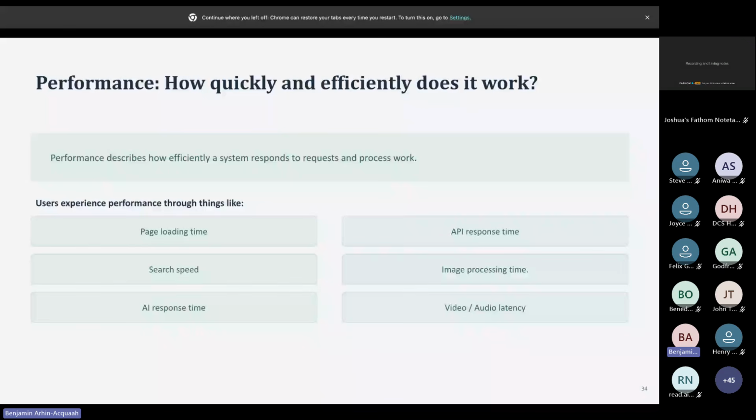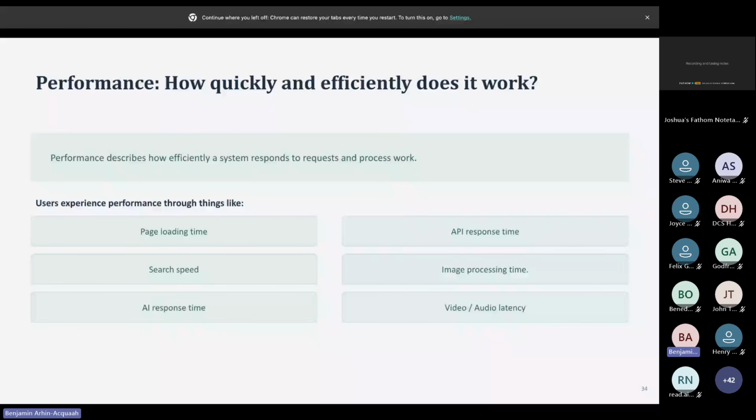Same thing for search speed. If you have lots of data and you are trying to search through it for something, if you don't have proper mechanisms in place, like maybe indexing, it may take longer for whatever the user is searching for to be returned, right? So that also gives a bad experience to users on your platform.